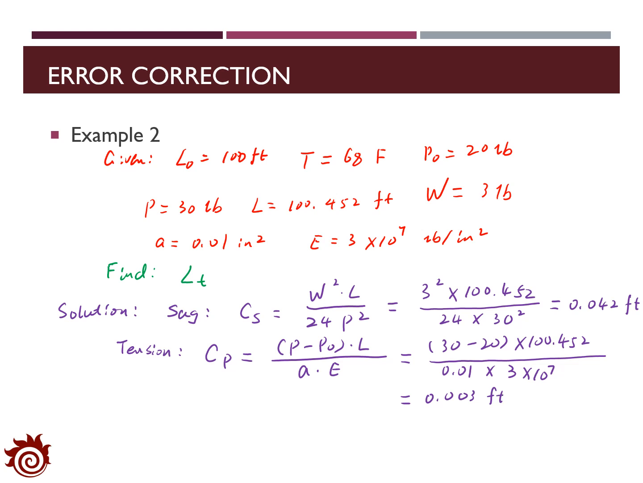And then lastly, we try to find out the true distance. We first use the measured distance, and we know that the sag will actually increase the reading from the tape, so we need to subtract the correction, minus Cs. And tension will actually reduce the reading from the tape, so we have to add the correction, and that gives us the result as 100.413 feet. This is the result we get for the true length.